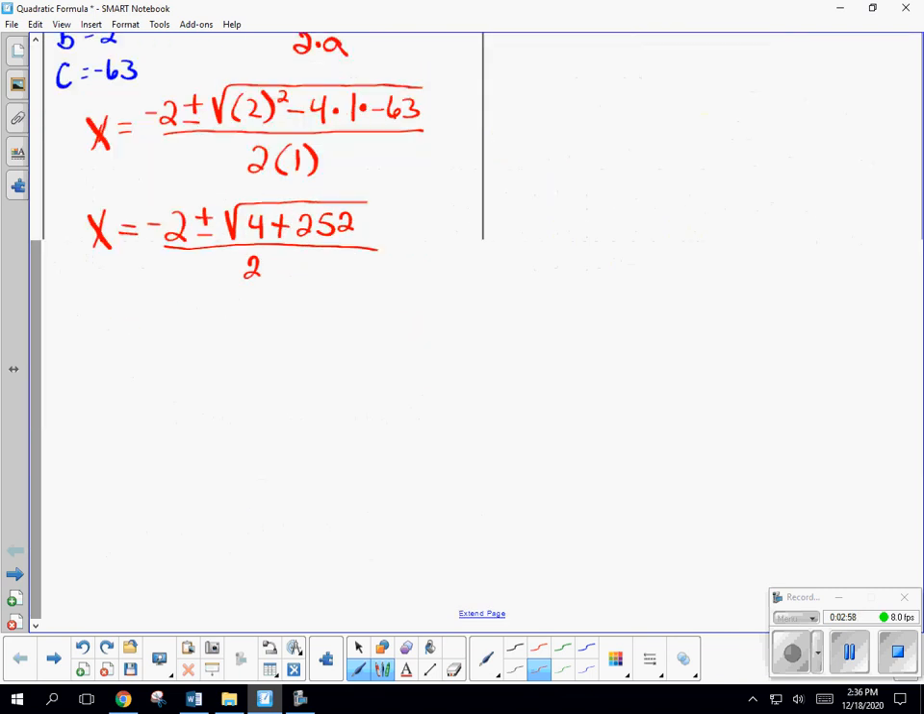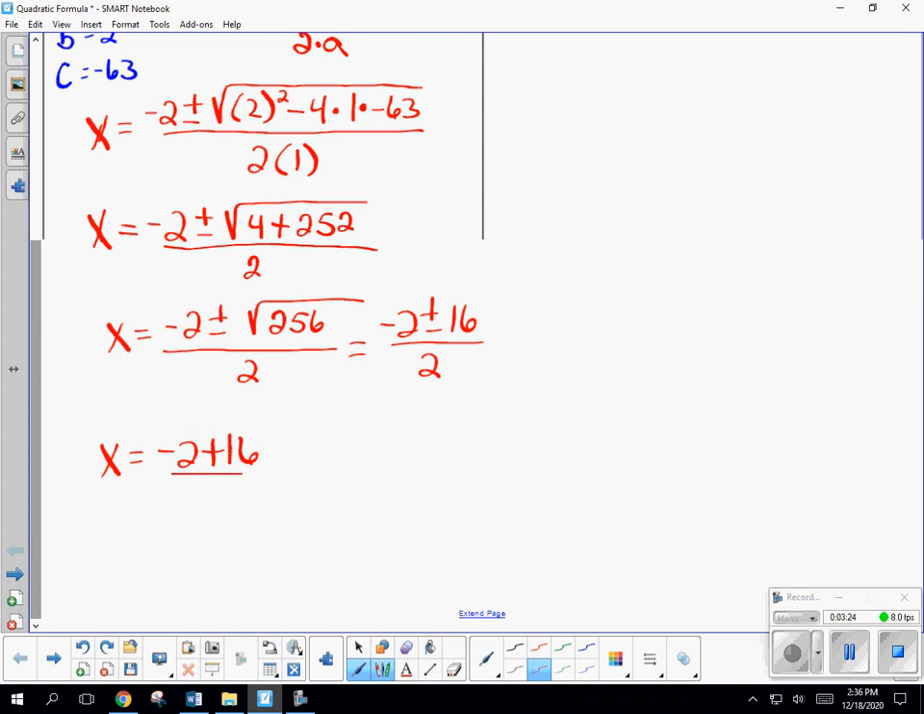Okay, so let's continue to simplify. X equals negative 2 plus or minus 4 plus 252 is 256 divided by 2. Let's continue to simplify. Negative 2 plus or minus the square root of 256 is 16. All of that divided by 2. So we have x equals negative 2 plus 16 divided by 2. This is how you get your two solutions. And x equals negative 2 minus 16 divided by 2.